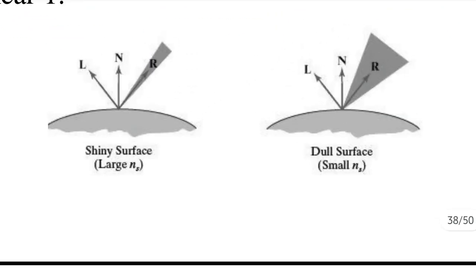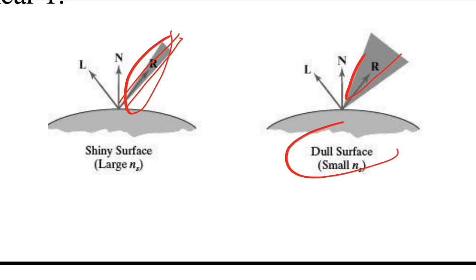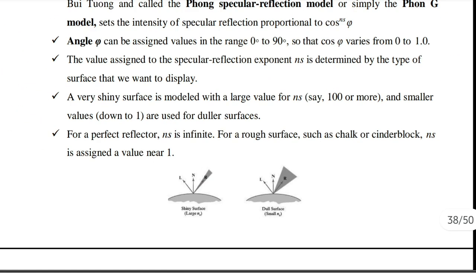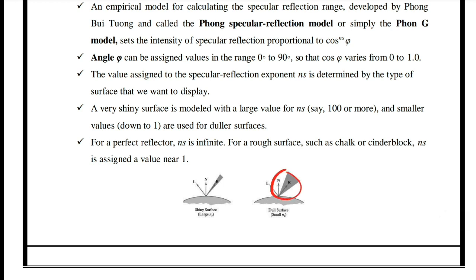If it is a shiny surface, it will be very small, very concentrated. If it is spread across, then it is a dull surface, because the light will be spreading across different directions, and each point will have a very low value, whereas for a shiny surface each point will have a very high value. So that's what we are measuring. Based on the angle, we measure the intensity of the specular reflection, and for doing that we use some formulas, which are included in the Phong model.